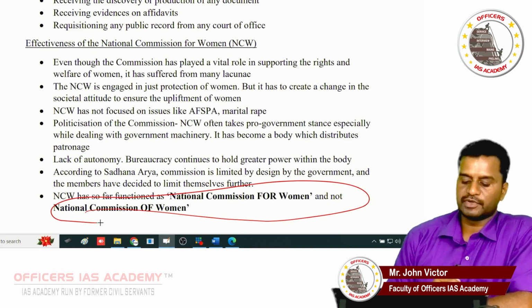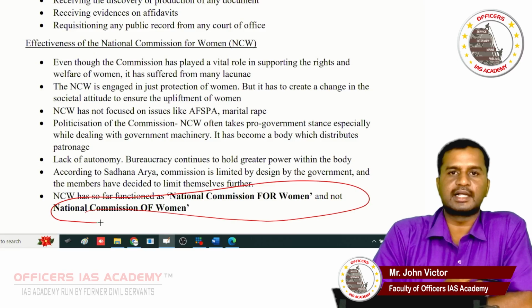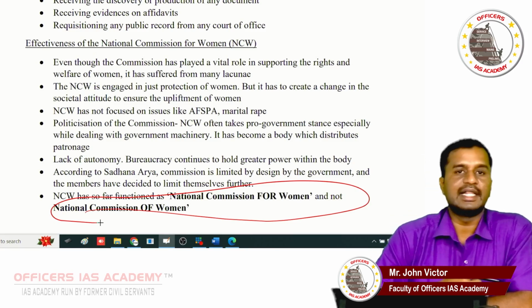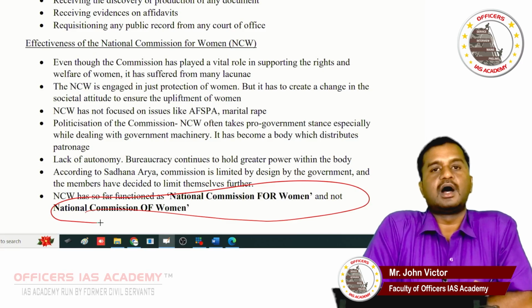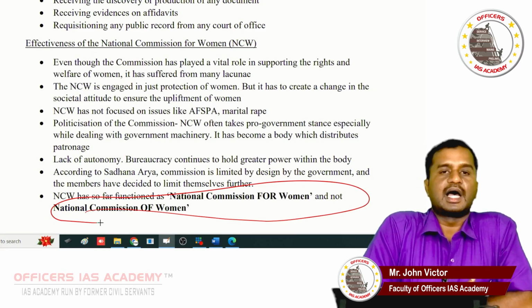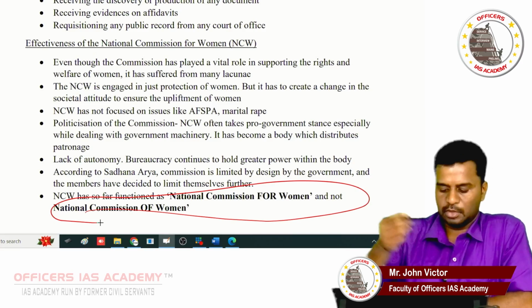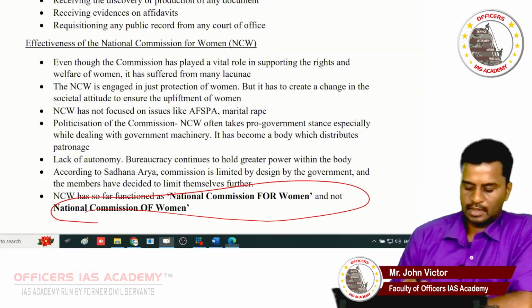Apart from this, NCW suffers from many problems. NCW itself suffers from a patriarchal mindset. Unfortunately, some members are patriarchal. The NCW is supported by government funding. As a result, it is unable to file complaints against armed forces. It is unable to talk about issues that are critical of the ruling government. So mention the shortcomings and weaknesses of NCW.